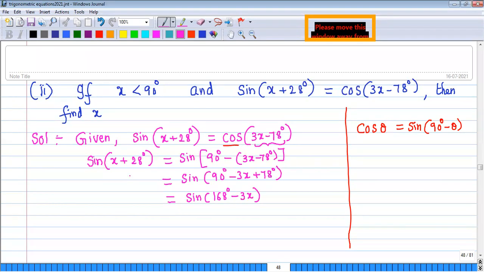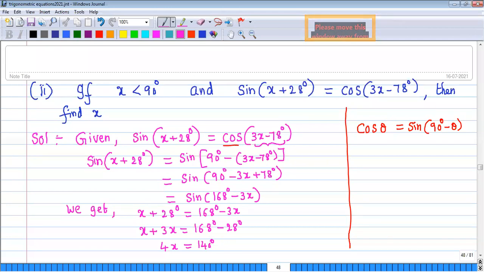If both are equated, we get x plus 28 degrees equals 168 degrees minus 3x. So transpose minus 3x to the left hand side, 28 to the right hand side. Now what do you get? x plus 3x equals 168 minus 28. So 4x equals 168 minus 28. How much do you get? 140 degrees. So now what is the value of x?